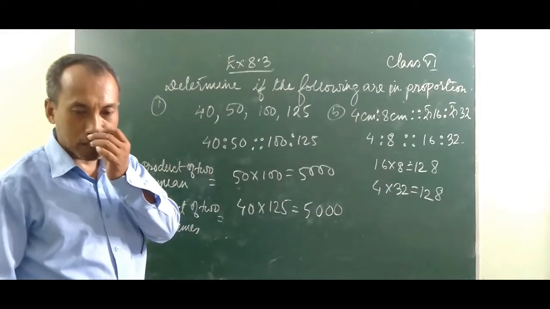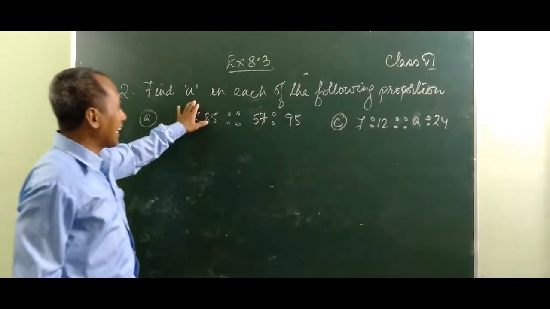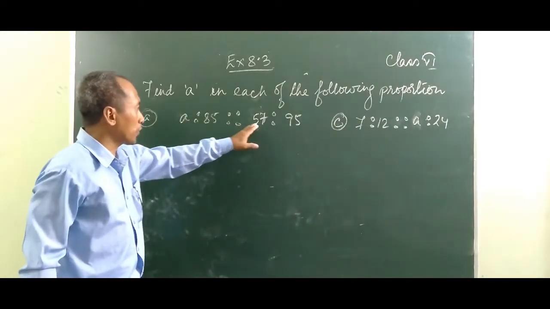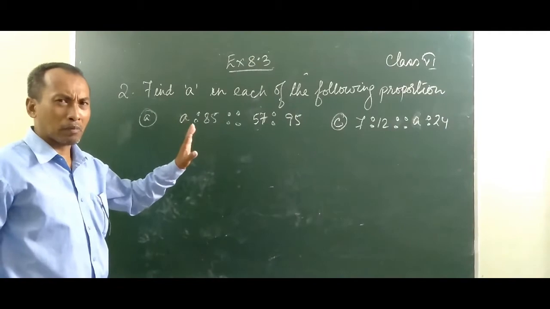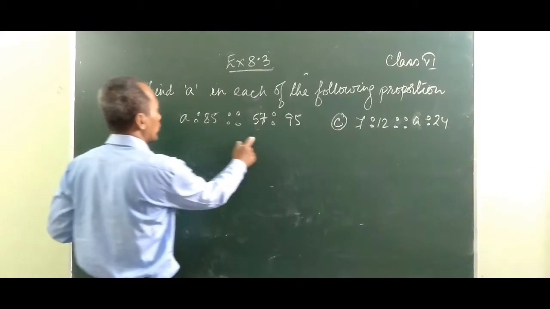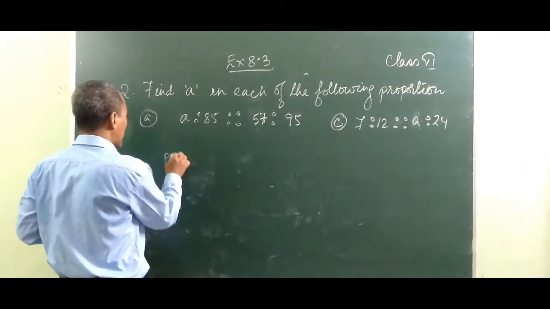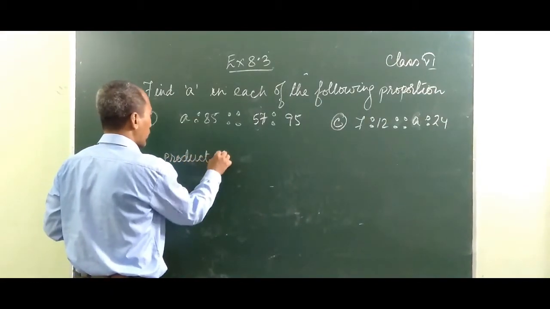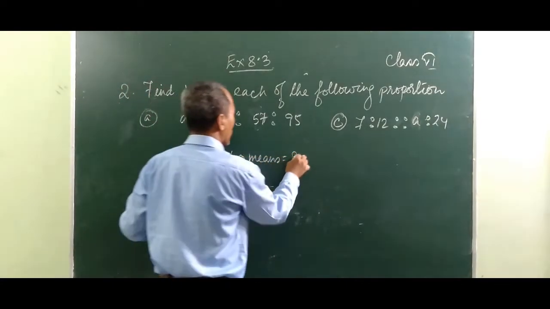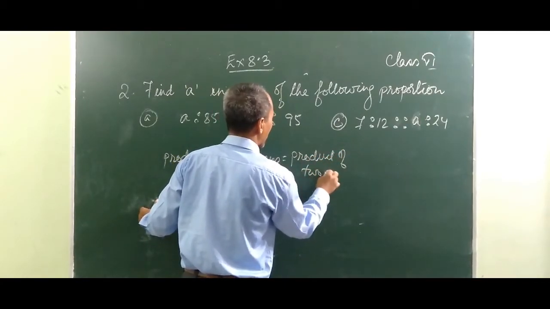Now question number C and question number D, you can do as your homework. In question number 2, you have to find A in each of the following proportions. Question number 1 is A is to 85 equals 57 is to 95. Here you have to follow the same rule. The rule is that the product of the two means will be equal to the product of the two extremes. That is, the product of two means is equal to the product of two extremes.